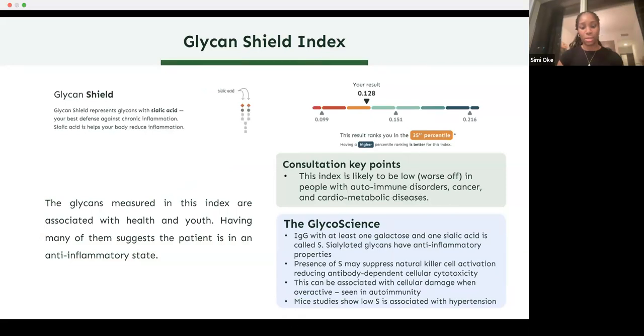Do we have any questions at all? No, we're good. Okay. So now I'm going to move on to speaking about the Glycan Shield.